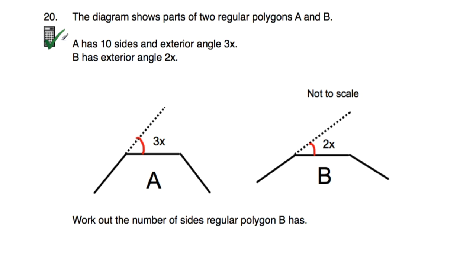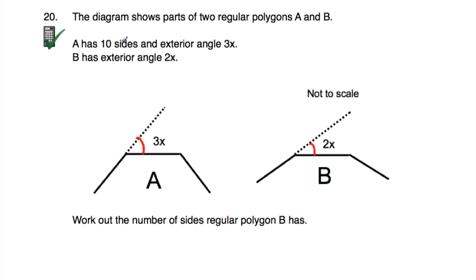Okay, let's have a look at our next question, question number 20. So question number 20 says, the diagram shows part of two regular polygons, A and B. So we've got regular polygon A and regular polygon B. And it says that A has got 10 sides and the exterior angle is 3x. And we're told that B has got an exterior angle of 2x. And we've been asked to work out the number of sides regular polygon B has.